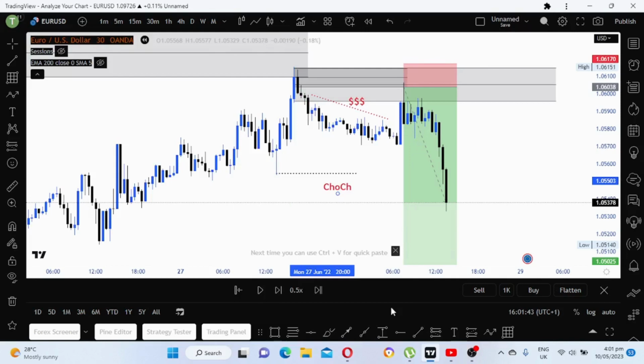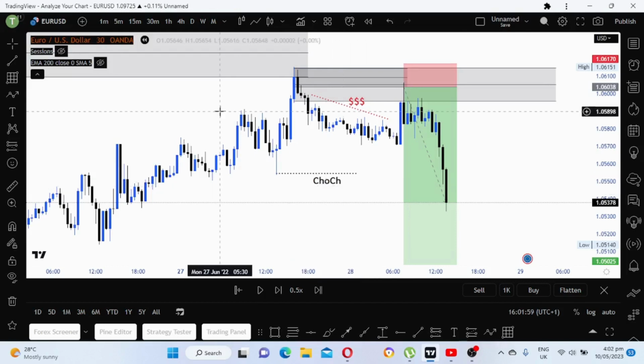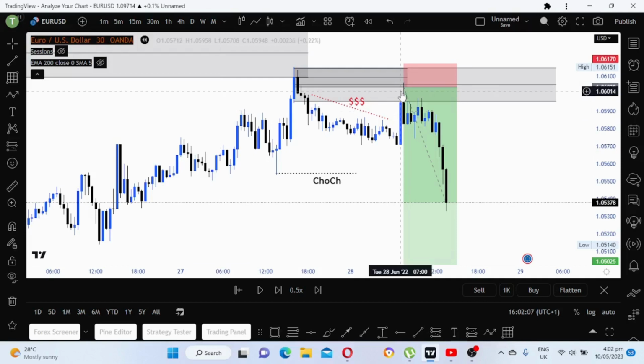Now what do you do after a change of character? You wait for price to come back. If price doesn't come back, that is not a problem, so long as I know that I've already entered on M15 when price tapped into my supply zone on M15. As you can see, you would have been in profit already by this time.